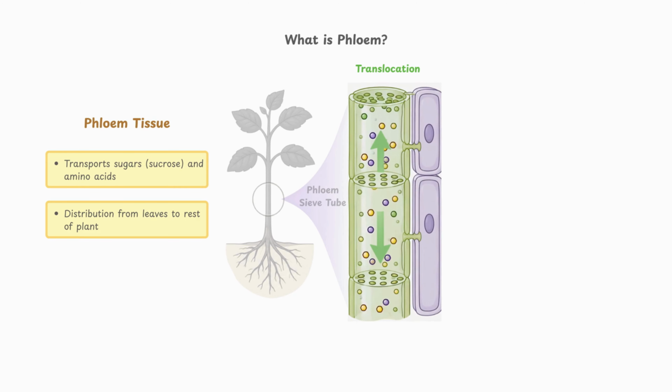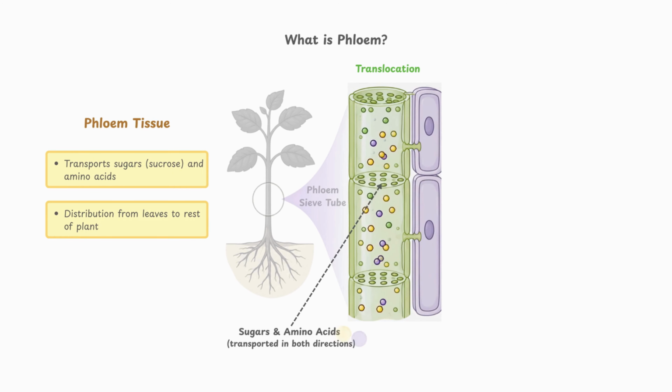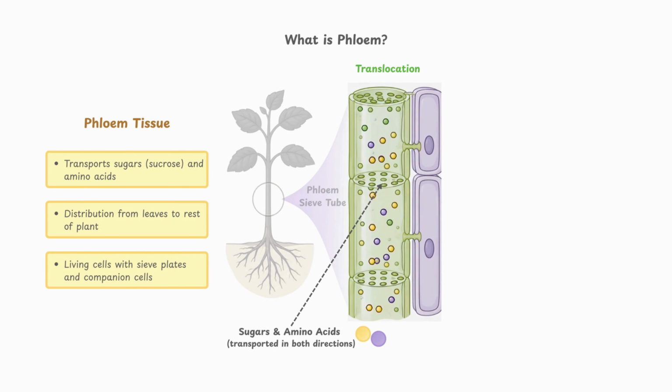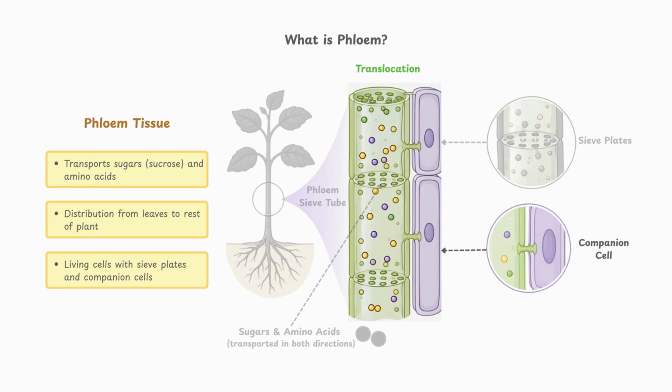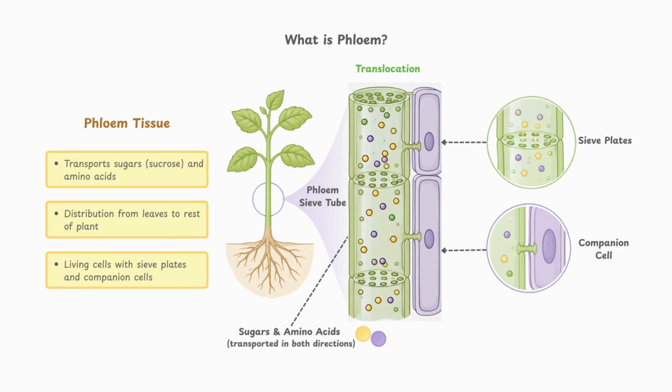Phloem adaptations enable efficient transport of sugars and amino acids. The living cells actively transport materials, while sieve tubes with perforated sieve plates allow substances to pass through easily. Companion cells provide the energy needed for active transport, and having few organelles creates more space for nutrients to move. So phloem is adapted to move food around the plant quickly and efficiently.